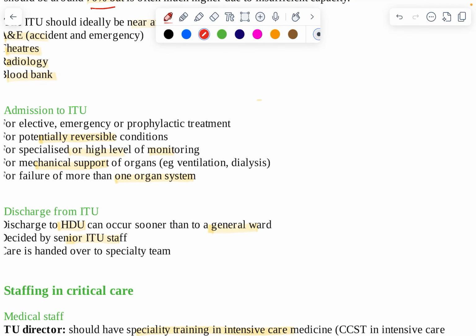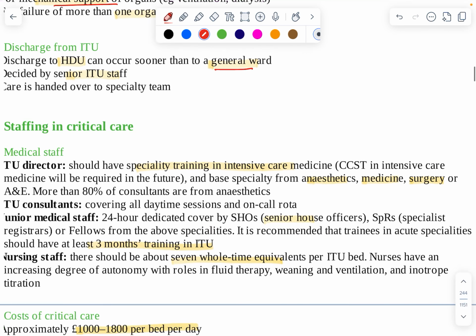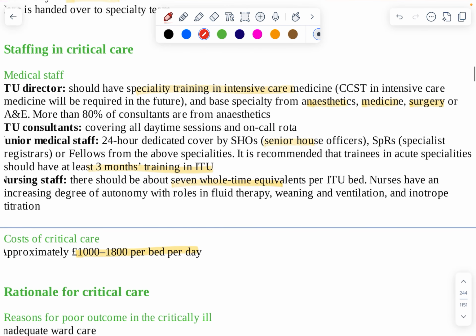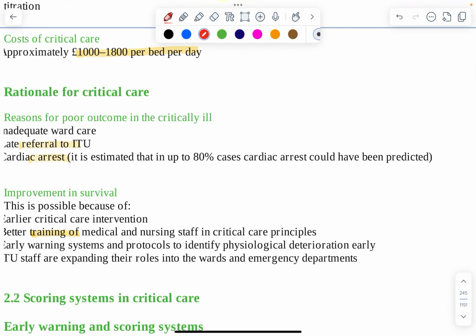Admission to ITU is for elective or emergency prophylactic treatment, potentially reversible conditions, or when a specified high level of monitoring or mechanical support is required. Discharge from the ITU is to the high dependency unit, general ward or home. Staffing: critical care medical staff need special training in intensive care medicine. Intensive care requires a basic specialty in anesthesia, medicine or surgery. The units run 24-hour dedicated cover. SHOs from other specialties have 3 months training in ITU.